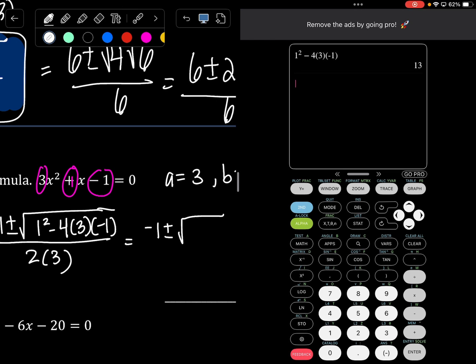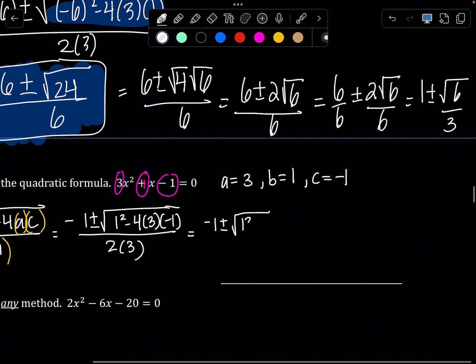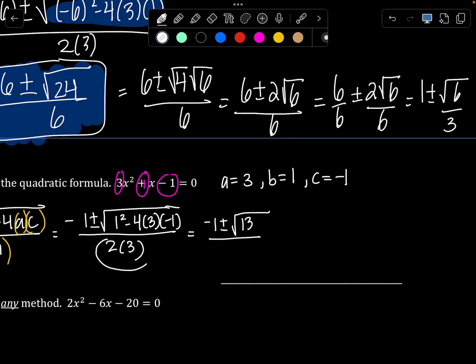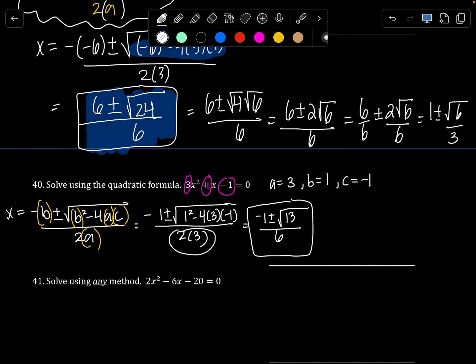All right, so now that I got 13, you replace it inside the radical. 13 goes there, over, and then multiply. 2 times 3 is 6. And there you go. Since 13 is not a perfect square, that's it. Your answer is just x equals negative 1 plus or minus radical 13, over 6. It's really nice.